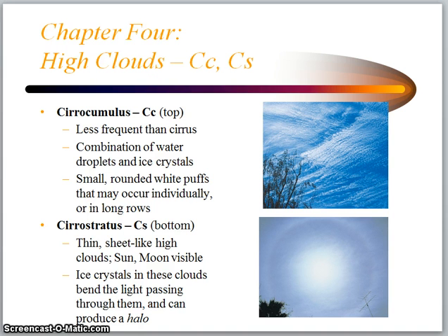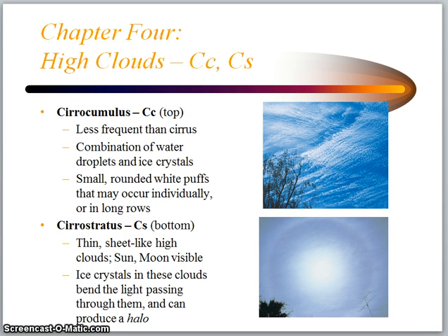And then there are cirrocumulus clouds, which are a lot like altocumulus clouds, but they're a lot less frequent because they're a combination of water droplets and ice crystals at that altitude, say up around 20,000 feet above ground level. They're small, rounded white puffs that may occur individually or in long rows. In the cirrostratus, you can't really determine individual elements of clouds. There are thick sheets of cirrus clouds.